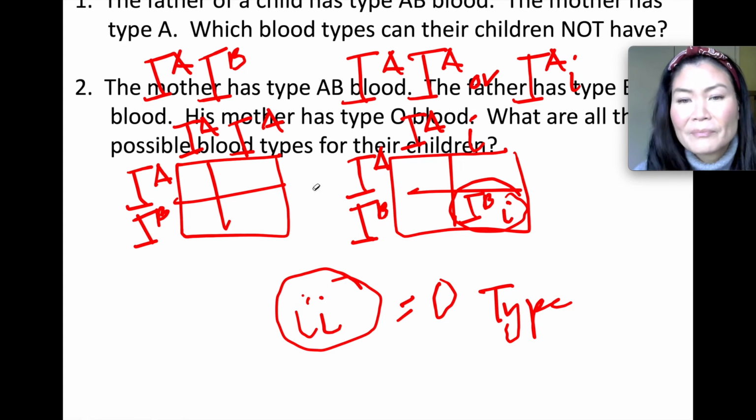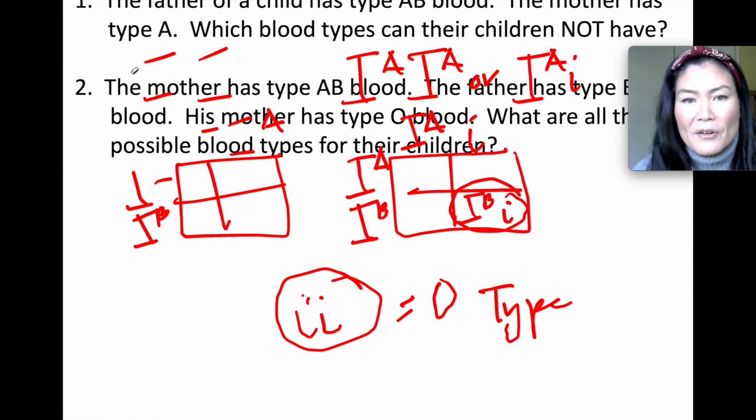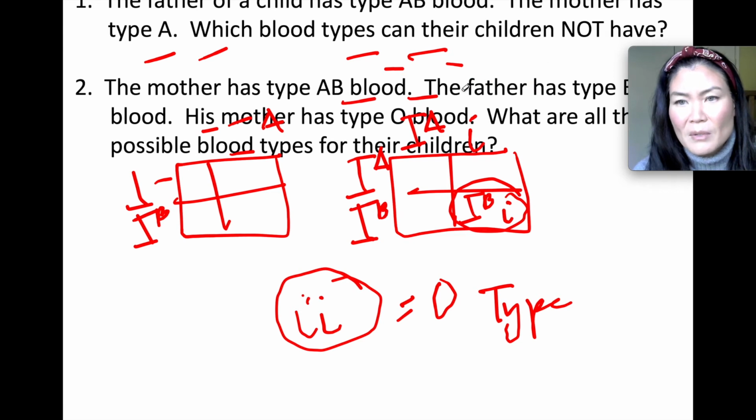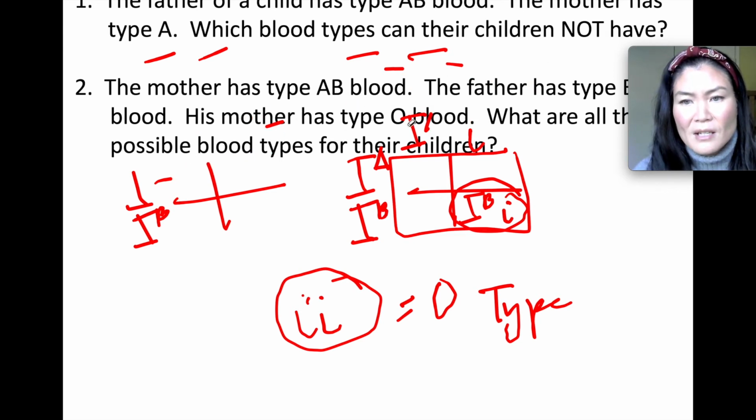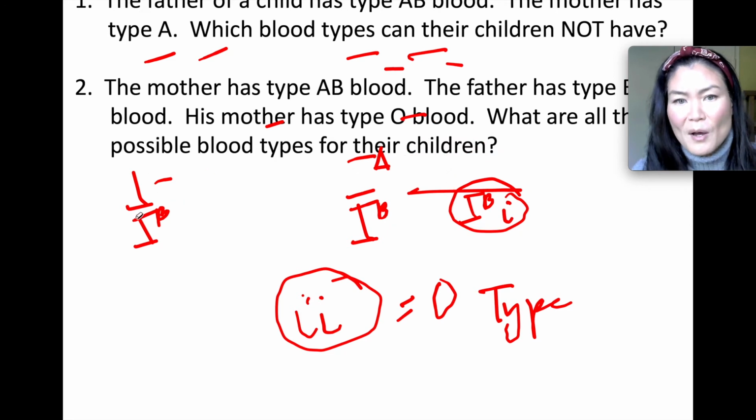The mother has AB blood, the father has type B. I believe that's what it says behind my face. His mother has type O blood. What are the possible blood types for their children?